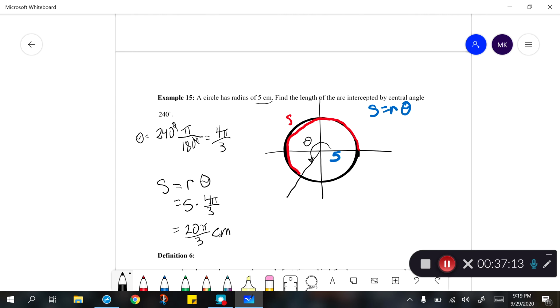To simplify this for you, this would be one of the more complicated problems you deal with because you had to do this little conversion first. Make sure that the central angle you're talking about in this arc length problem is in radians. As long as it's in radians, you simply multiply it by the radius, and that's your arc length.